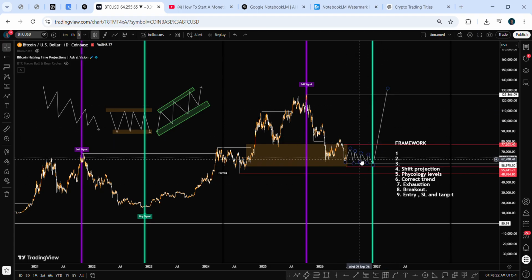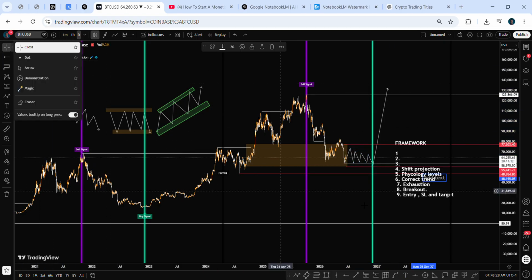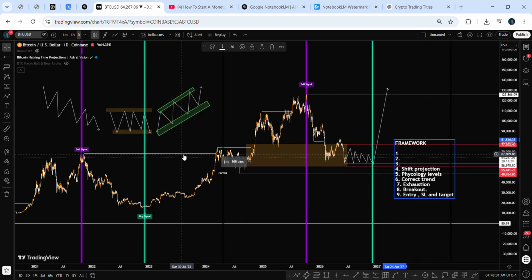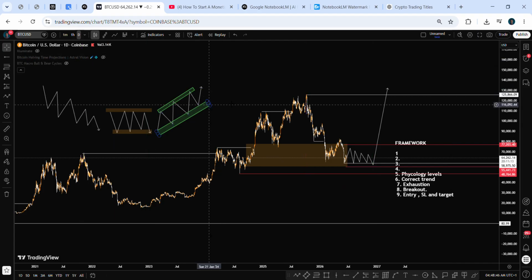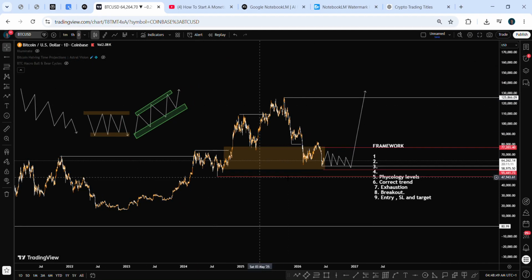So now that is our projection. Let me just take that out. Let me take that out again. Let me just take that out. So then I have the psychology level. After that, let me uncheck this too so that you can see. So this is what we have now, we have our zone. So the next thing is the psychology level.